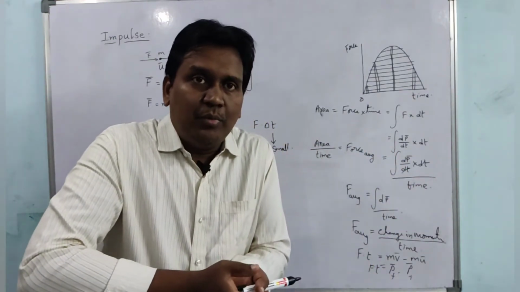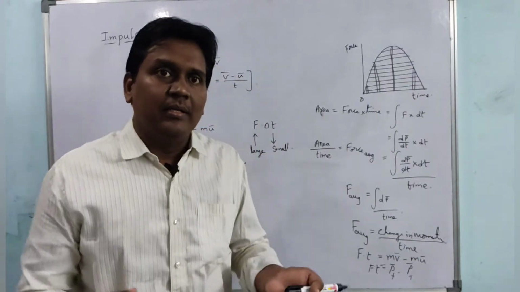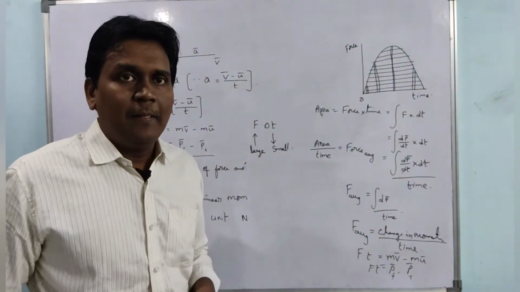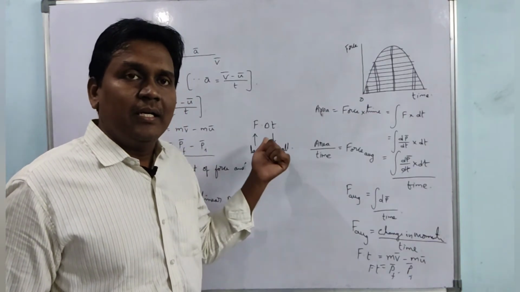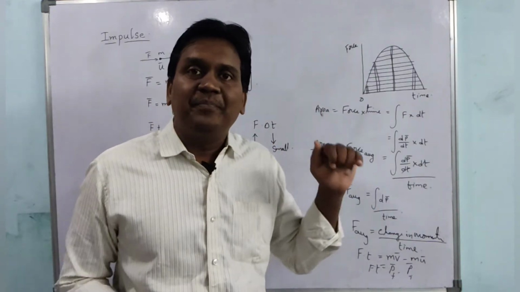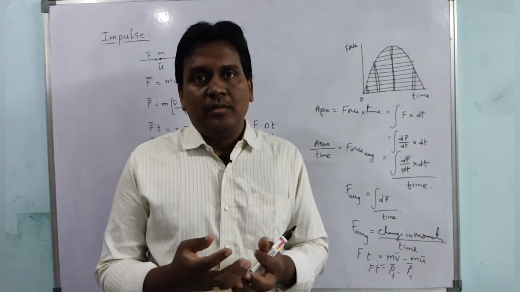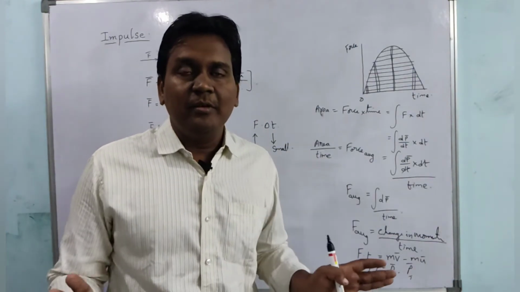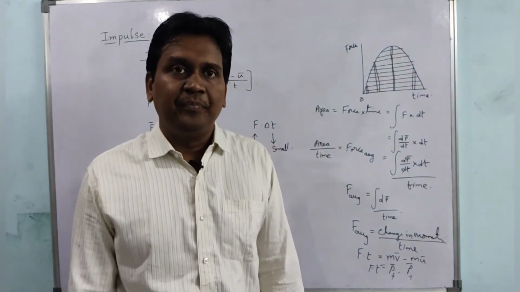If he is pulling his hands backward, what he is doing is increasing the time period. By increasing the time period, the force will get decreased. So by increasing the time period, force will be decreased and it will be a safe catch.